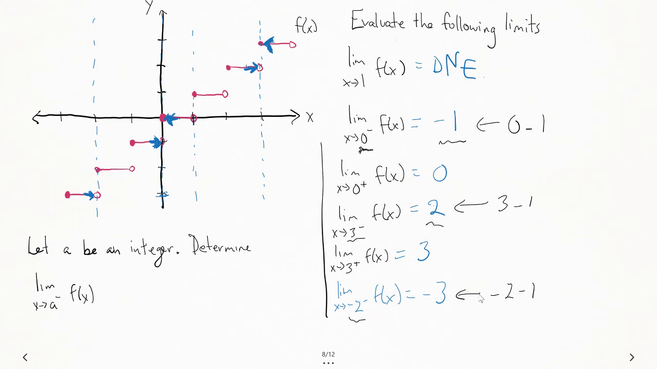So, but let a be an integer, determine the limit as x approaches a from the left of f of x. What do we do here every time? Well, we take a, and we subtract 1. That's it.